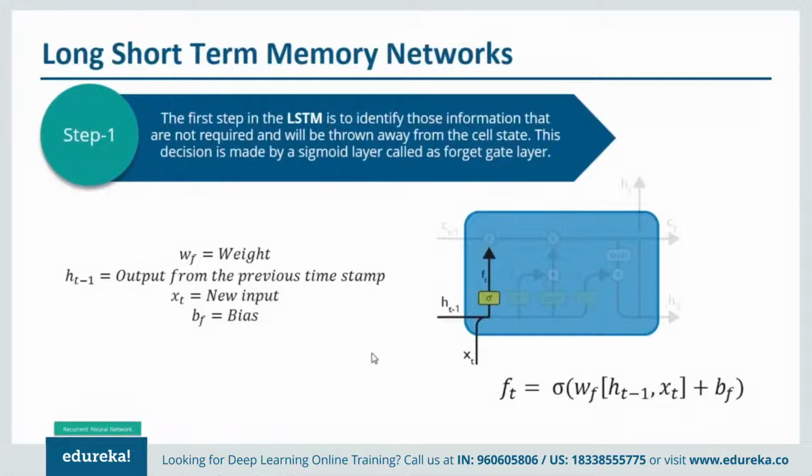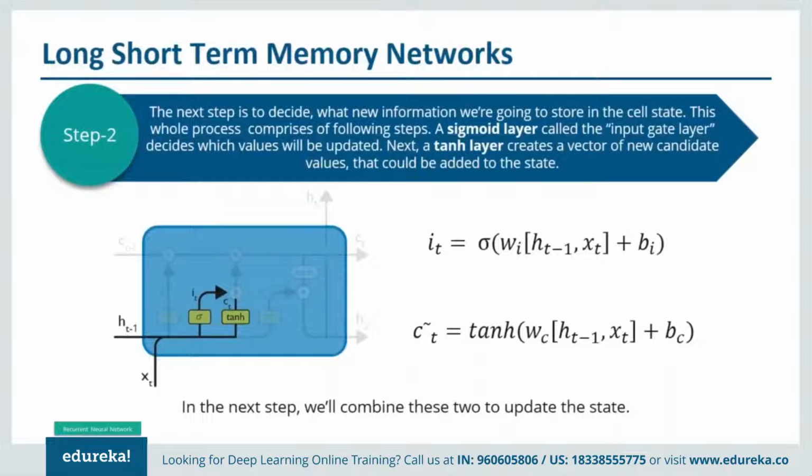Now let us see what happens in the next step. The next step is to decide what information we are going to store. In the previous step, we decided what information we are going to keep, but here we are going to decide what new information we are going to store in the cell state. Now this has two parts. First, a sigmoid layer, which is also known as the input gate layer, decides which values we'll update. Alright, so what values we need to update.